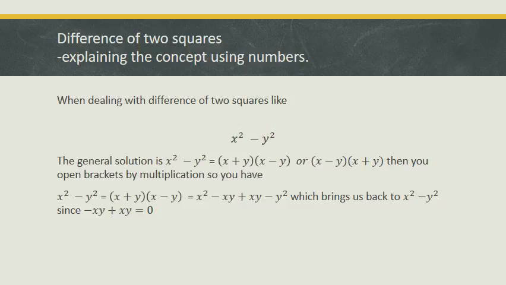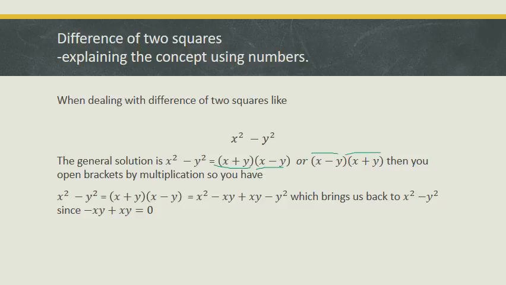And when dealing with difference of two squares, the general solution is when you have x squared, or any number or alphabet squared, minus y squared, it is going to be equal to (x plus y) in bracket multiplied by (x minus y) in bracket, or (x minus y) in bracket multiplied by (x plus y) in bracket.